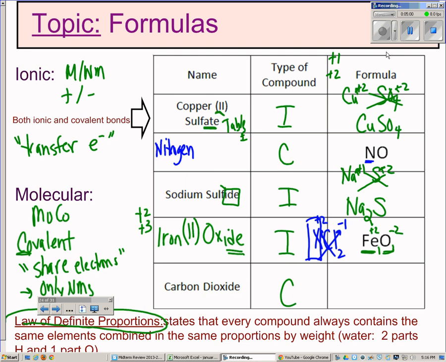But for the second element, oxygen, we have one again. Now we have to identify that we only have one. So we write monoxide. Mono stands for one.